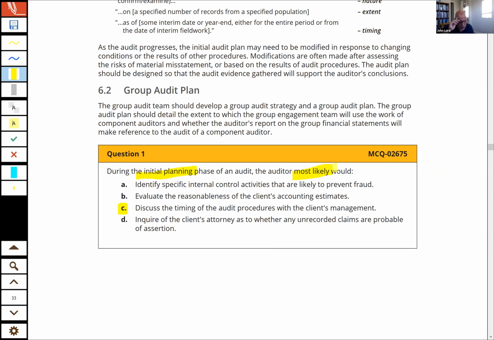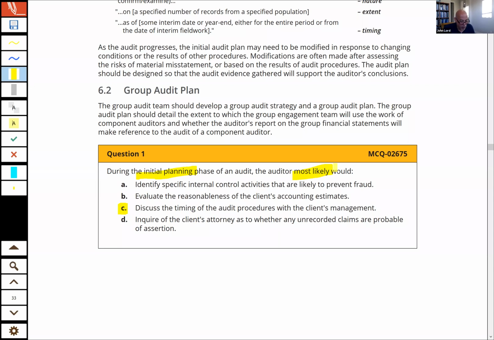Okay. D, inquire of the client's attorney as to whether any unrecorded claims are probable of assertion. At the beginning of the audit, in the preliminary planning phase, you're going to start sending letters out to attorneys?